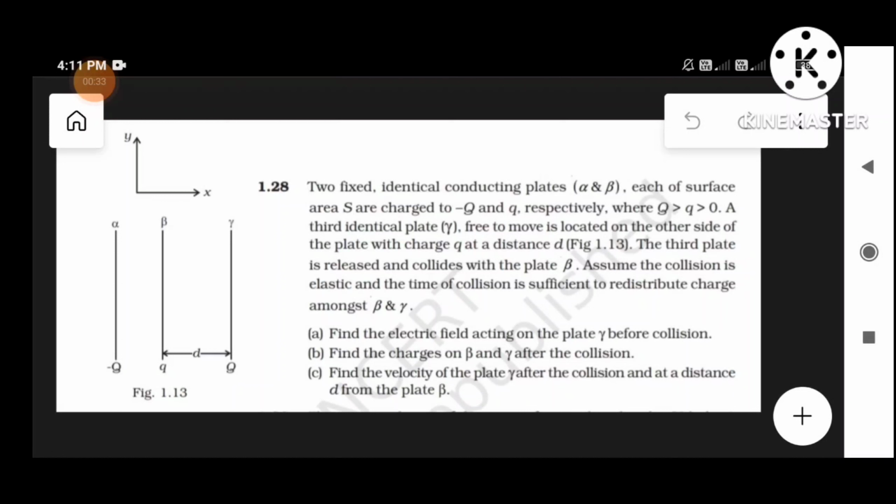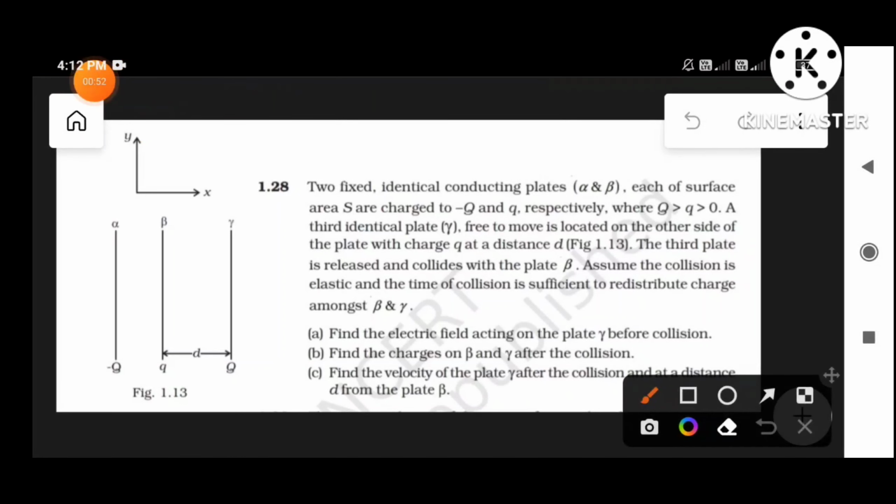Third identical plate gamma, free to move, is located on the other side of the plate with charge q at a distance d. The third plate is released and collides with the plate beta. Assume that the collision is elastic and the time of collision is sufficient to redistribute the charge amongst beta and gamma. First part, find the electric field acting on the plate gamma before collision.